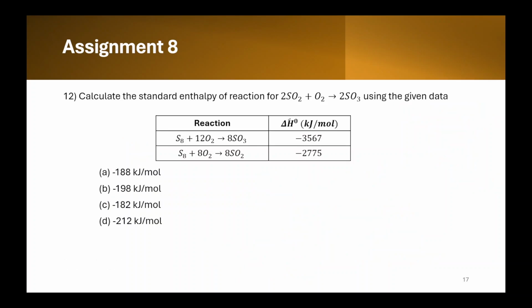Next question. Calculate the standard enthalpy of reaction for 2SO2 plus O2 giving twice of SO3 using the given data. So we are given these two reactions. We need to compute again. This should be the resultant of that. So we look at this. So it is going from S to SO2 and S to SO3. So S to SO2 we know, S to SO3 we know. We need to compute SO2 to SO3.